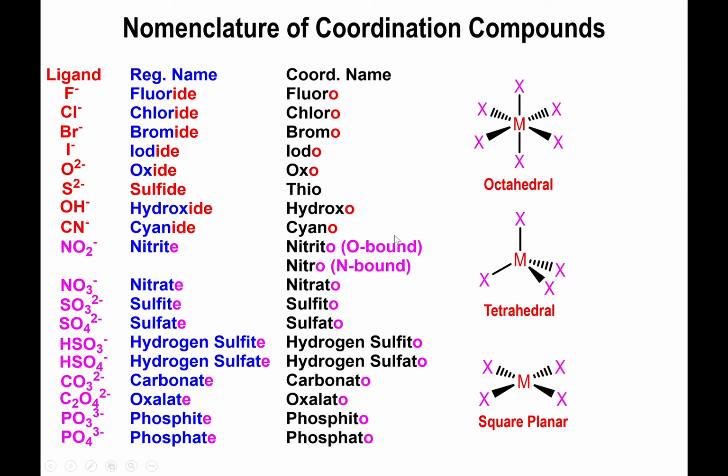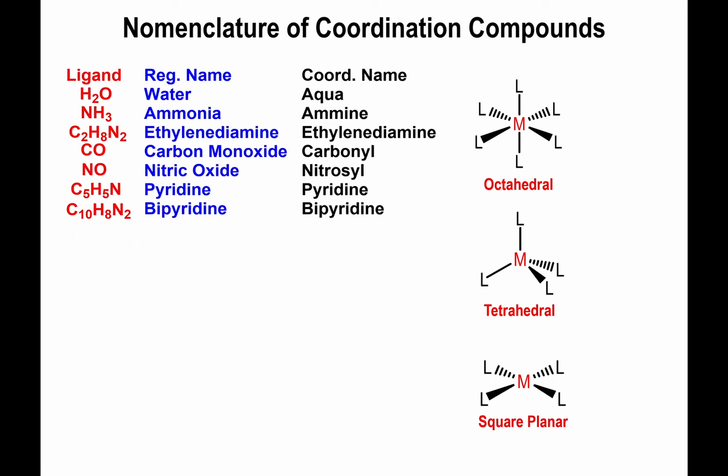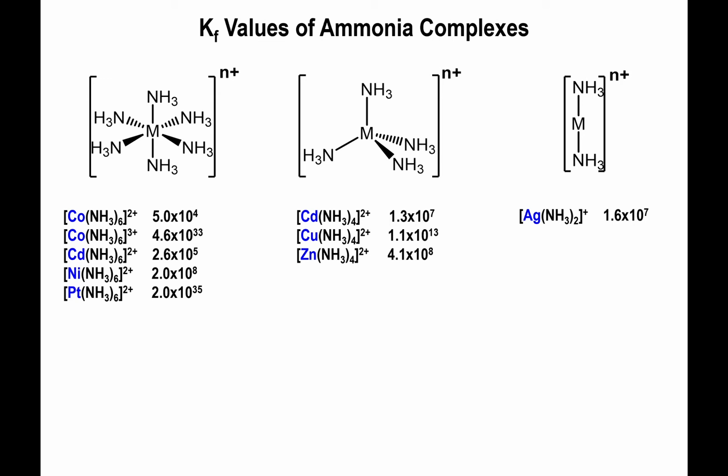So just to remind you, you have your ligands that are called fluoro, chloro, bromo, iodo, nitrito, nitro, sulfato, sulfito, etc., right? You also have your neutral ligands like aqua, amine, ethylene diamine, carbonyl, nitrosyl, pyridine, and bipyridine. But the thing is that in addition to just naming those coordinated covalent complexes and calculating the value of delta octahedral or delta tetrahedral, there's actually equilibrium values associated with the formation of such complexes.